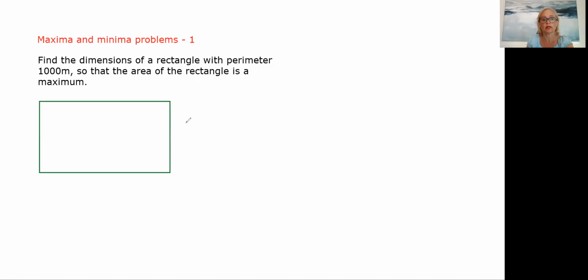We've been talking about graphing functions using stationary points to help us get the shape of the function. Now we're at a point where we can actually use our information about finding stationary points to work out some everyday life situations. Probably the most basic maximum minimum problem that you will come across in pretty much every textbook is finding the dimensions of a rectangle that's got a set perimeter. In this case, our perimeter is 1,000 meters, and we want to make the area of the rectangle a maximum.